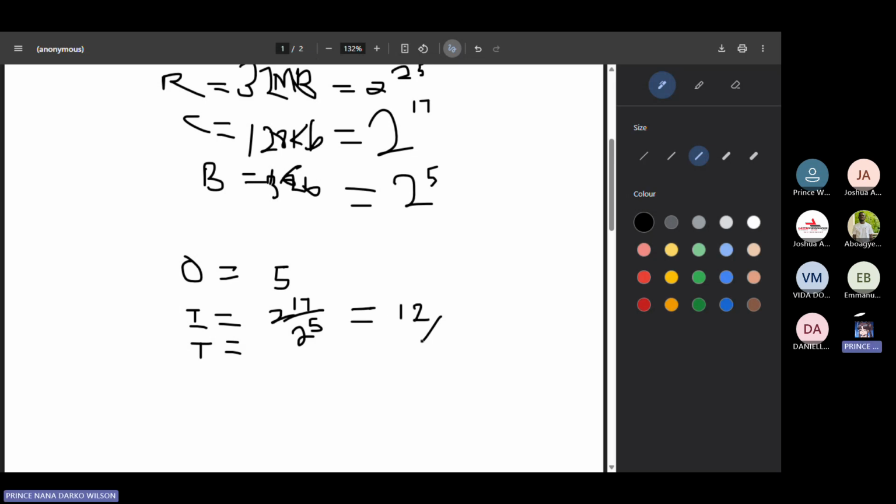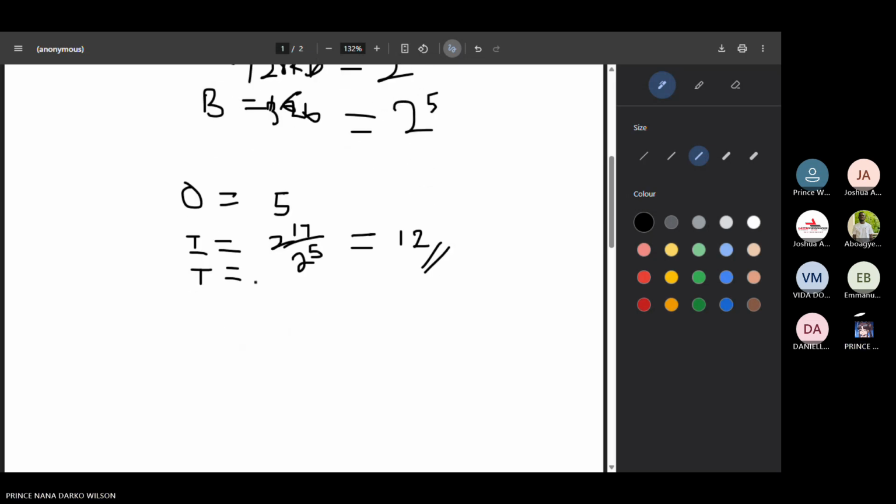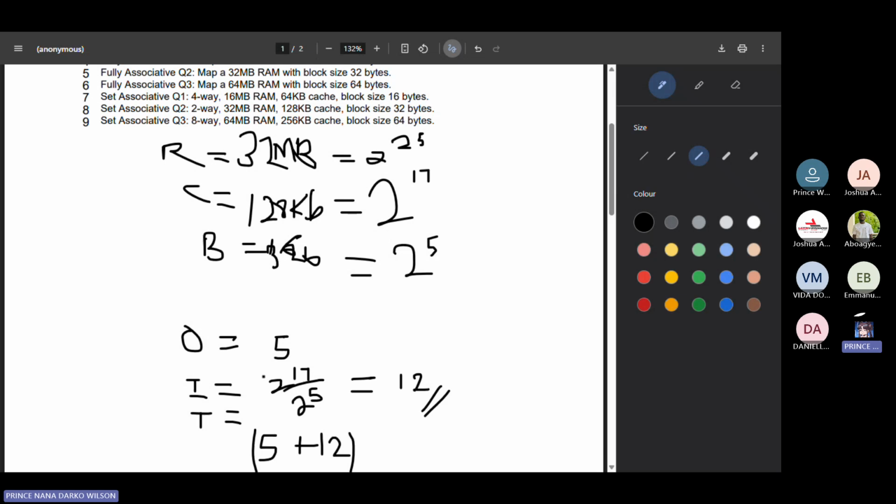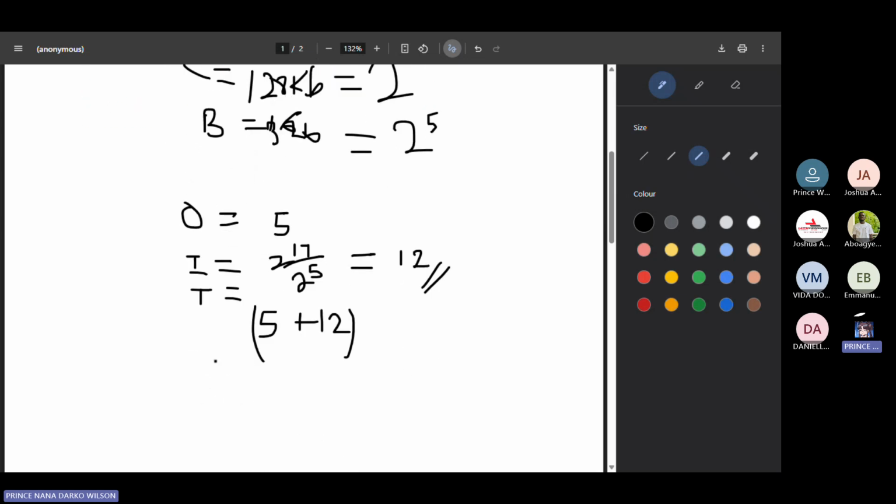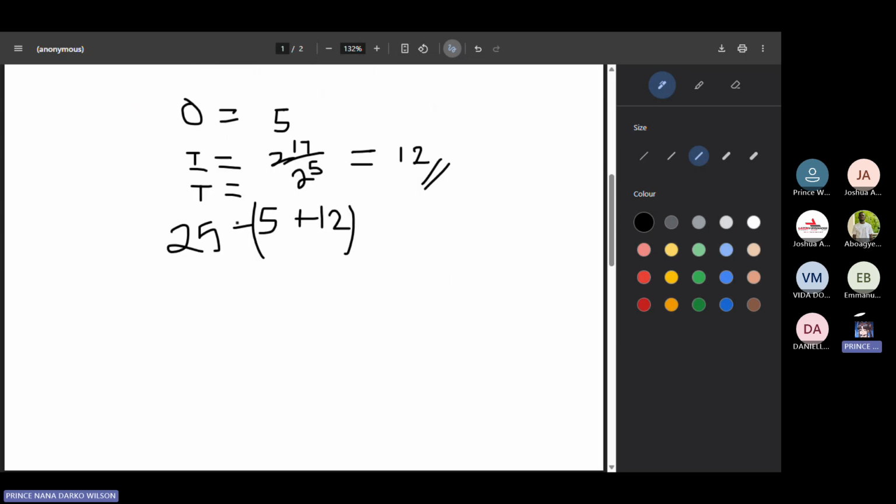And then the tag is going to be 5 plus 12. We subtract all that from the total amount of space that we started out with, which was 2 to the power 25, and the log of that is just 25. So 5 plus 12 is 17, and 25 minus 17 gives us 8.